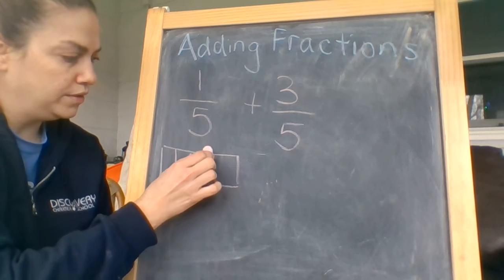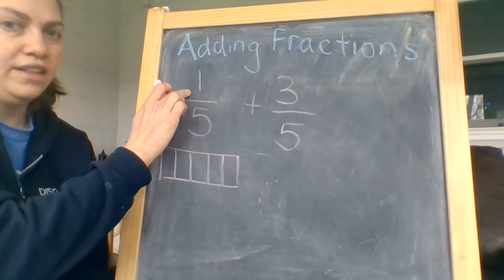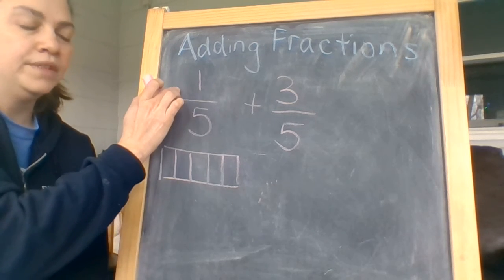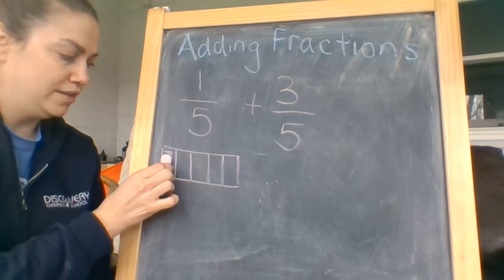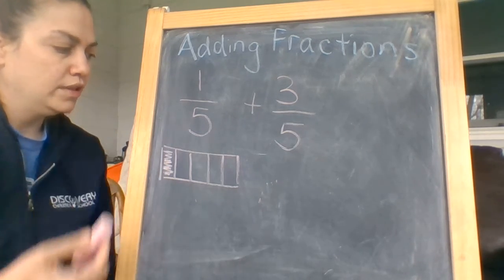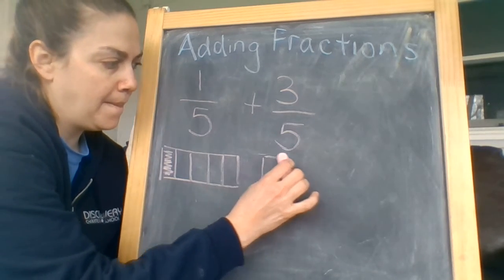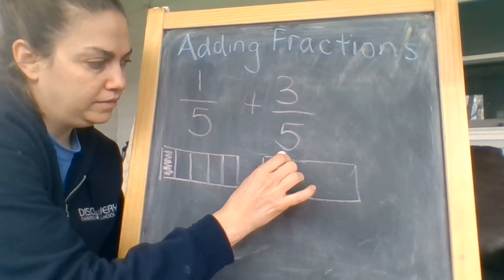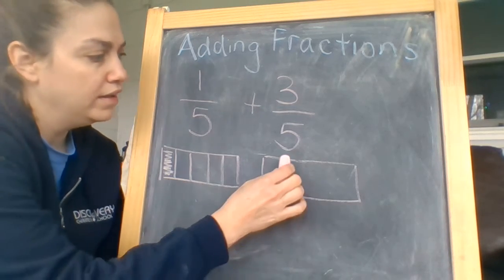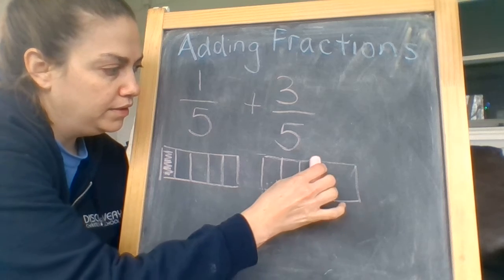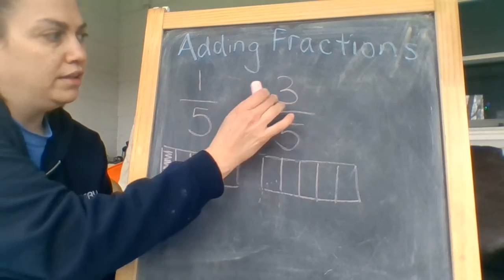1, 2, 3, 4. I'm going to shade in the numerator. The top number is the numerator, the amount of the fraction. It's 1 piece. And then I'm going to draw another fraction bar for 3/5. Again, if I want 5 pieces, I draw 4 lines. 1, 2, 3, 4. This time I'm going to shade in 3 pieces.